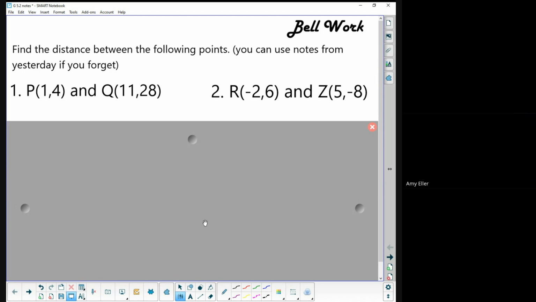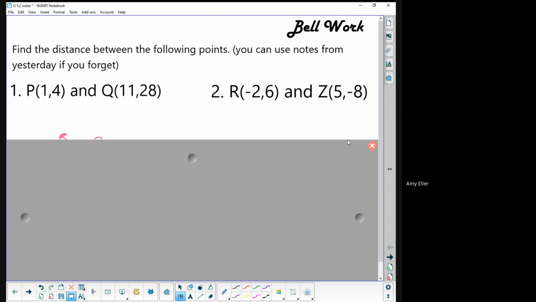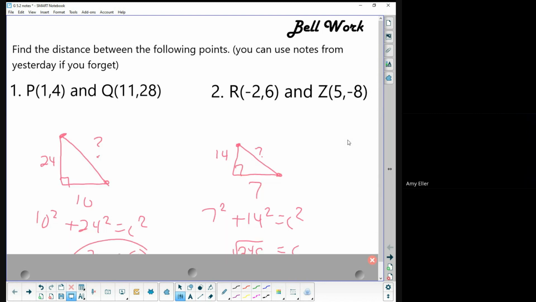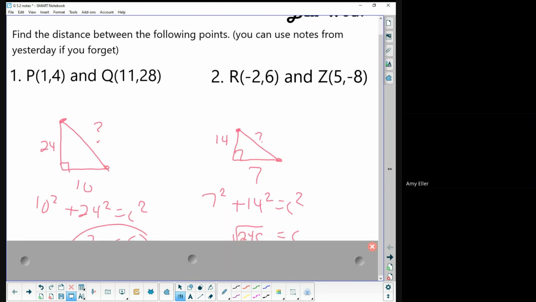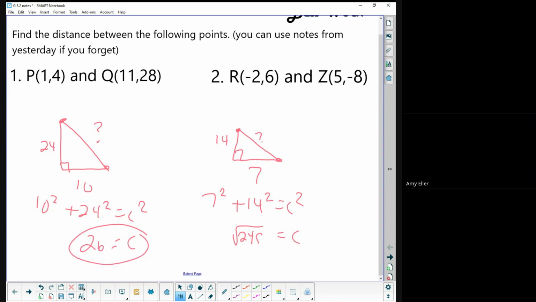Your answers are... remember we're doing distance, so how far apart are they? We are wanting to know. So we turn it into a right triangle. How far apart are they in the x direction? 10. How far apart in the y direction? 24. A squared plus b squared equals c squared. C, the missing distance, comes out to be 26.